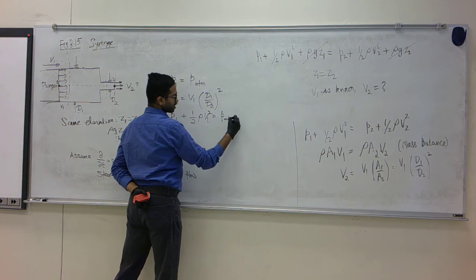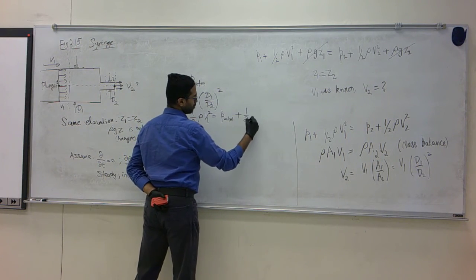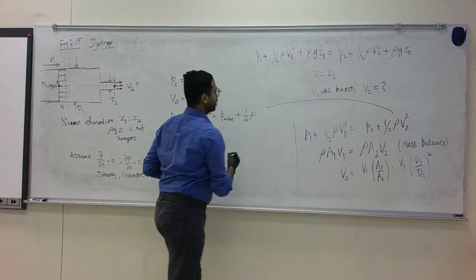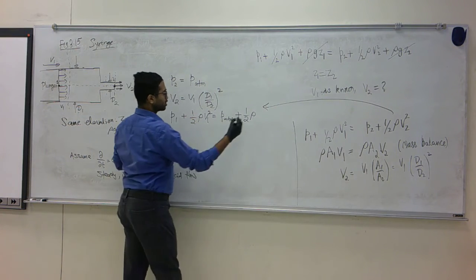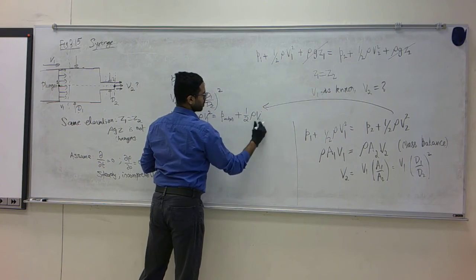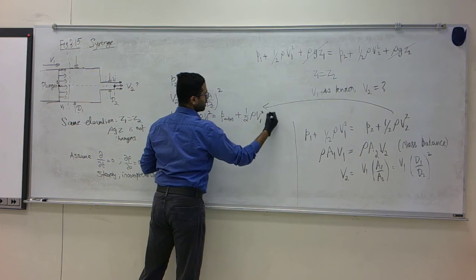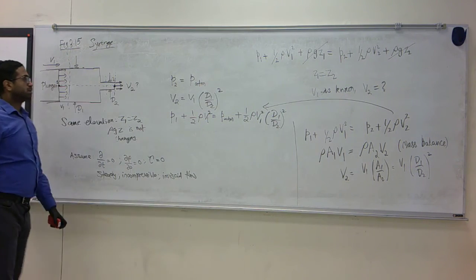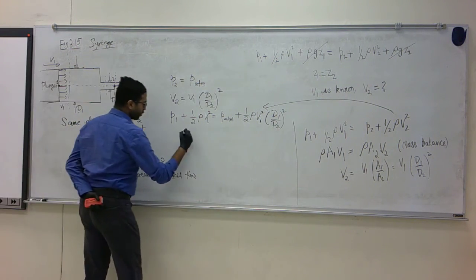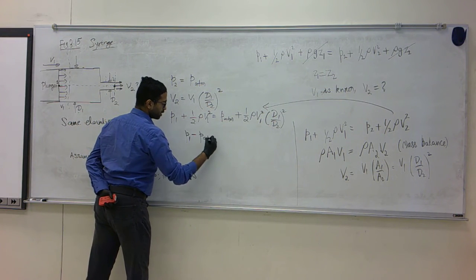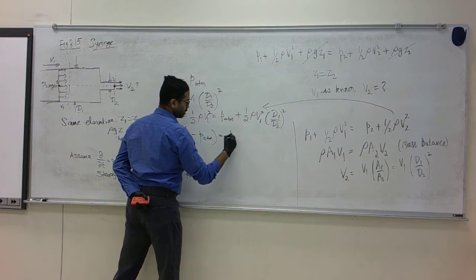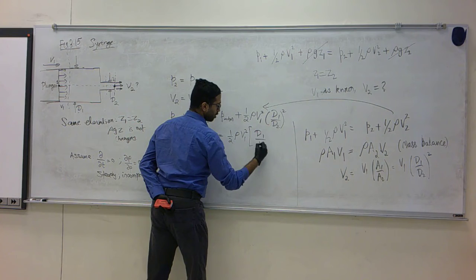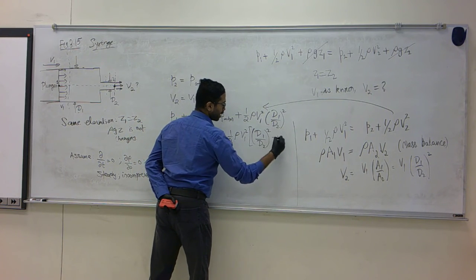So I can take the Bernoulli equation, P1 plus half rho V1 squared equals P2, which is the atmospheric pressure, plus half rho, instead of V2, I'm going to write V1 squared times d1 over d2 the whole squared. So I can write P1 minus P atmosphere is equal to half rho V1 squared times the quantity d1 over d2 the whole squared minus 1.